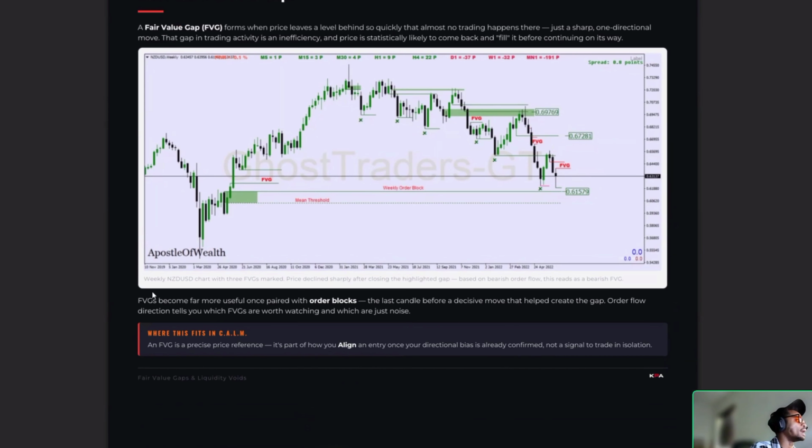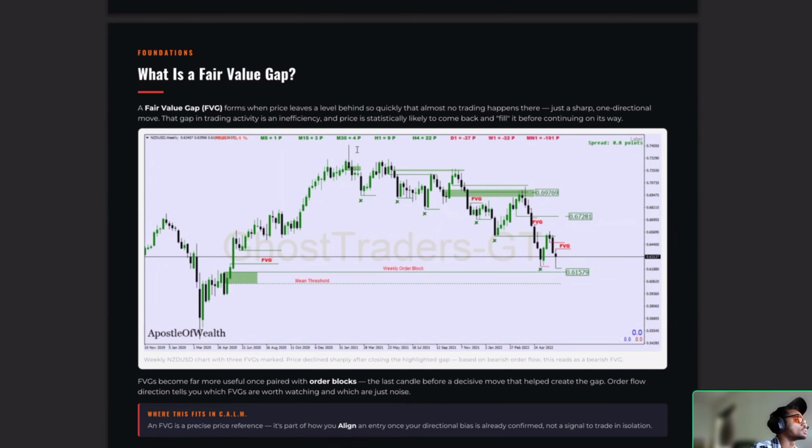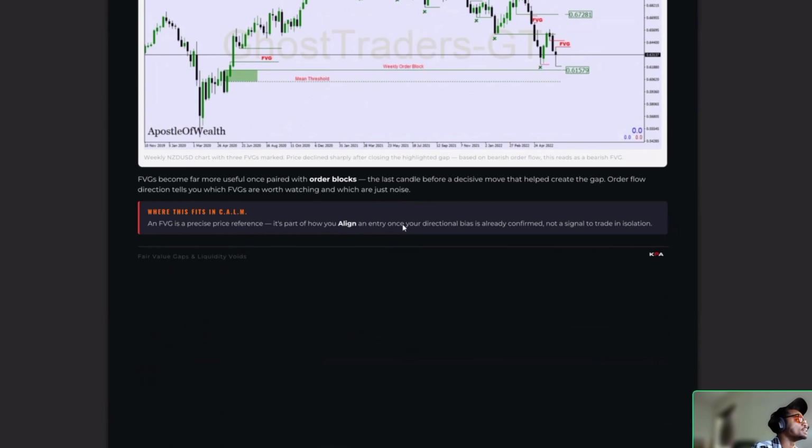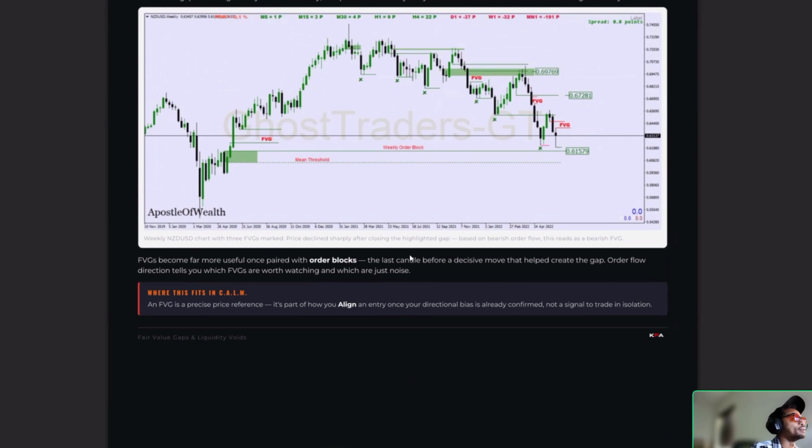So an FVG becomes far more useful once paired with order blocks. So we're going to get into a little bit of that as well. But I don't want to get into order blocks just yet because that's going to be a little bit too much for today's training. But fair value gaps, we have to know that this is going to be a part of our alignment part of our column method. So we're going to confirm and then we're going to align, and the fair value gap is a part of that alignment, right?